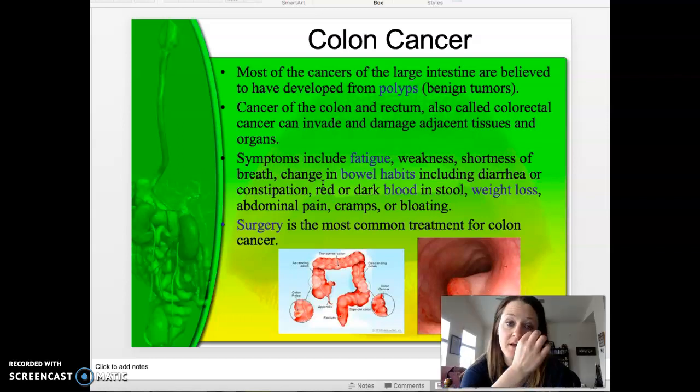Most of the time, depending on how far along the cancer is, you guys have heard of stages, so like stage 4 is really, really aggressive, whereas stage 1 is not, and they can usually take care of it.